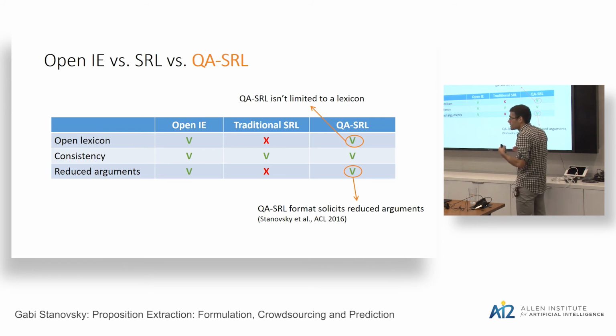And it turns out that with the question-answer format, if you have "what did someone give," people would answer "the necklace" instead of "the necklace which your mother gave her," and this can get very long. They just break it where you should break the argument. So overall, it seems that QA-SRL satisfies these requirements that we want from the OpenIE representation.